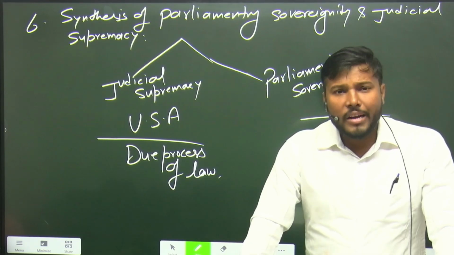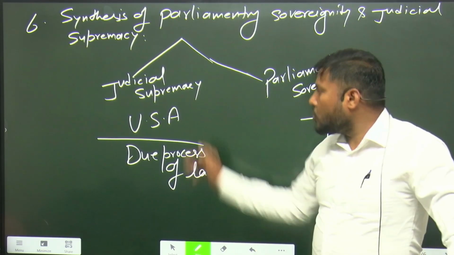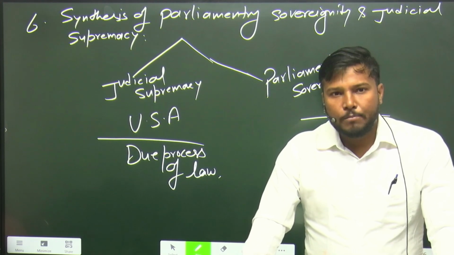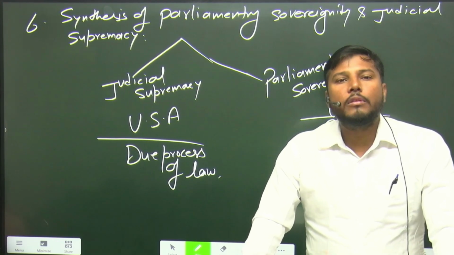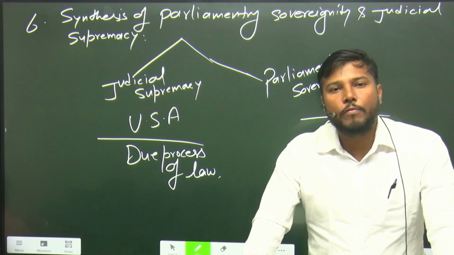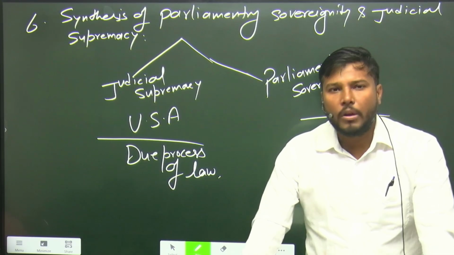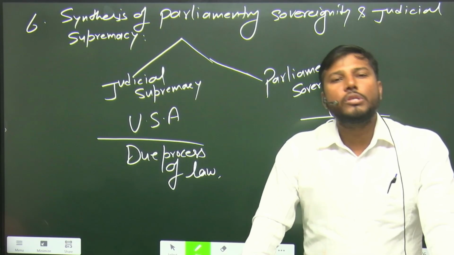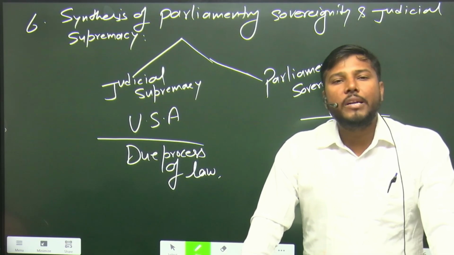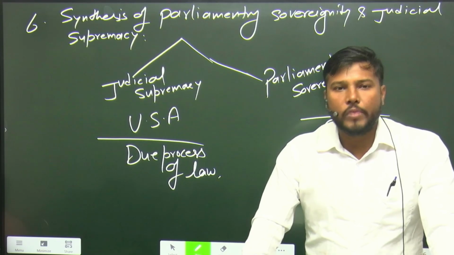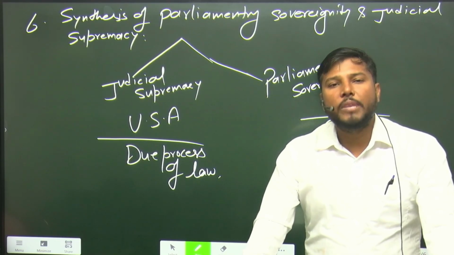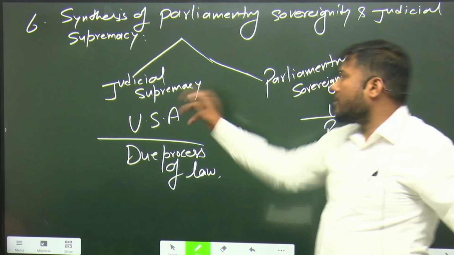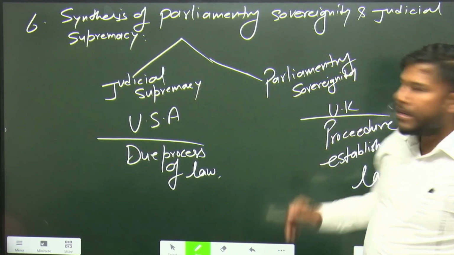There are several countries, prominently the USA in the world, which follow the principle of judicial supremacy. So you can imagine how powerful the Supreme Court or the Federal Court of USA is, right? Very powerful, because no institution, no body of the country, no individual can challenge the verdict of the Supreme Court or the Federal Court of the USA. This is called judicial supremacy. Judiciary is supreme. Nobody can question, right? So this is one. The second one is the parliamentary sovereignty.